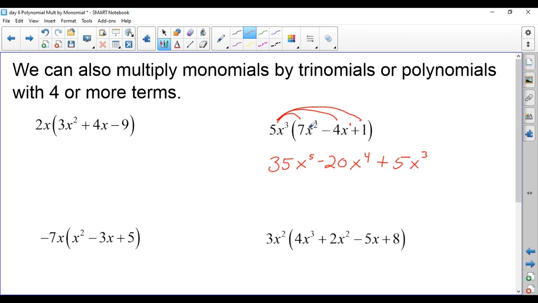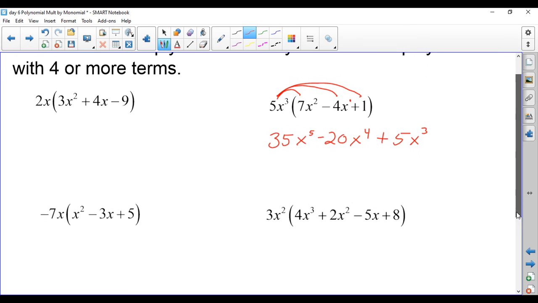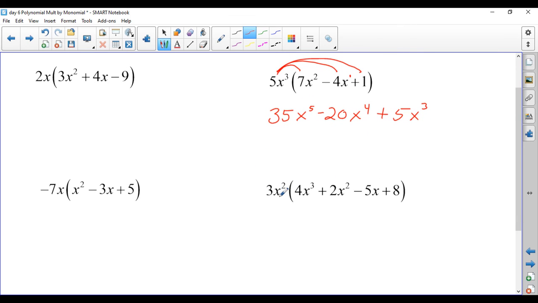So no matter how many terms are on the inside, I'm doing the same thing. I just have to make sure I distribute and multiply every term by whatever's outside the parentheses. I'll do one more down here. I have a monomial times a polynomial with 4 terms. It really doesn't matter how many terms there are. I just multiply the monomial by everything inside the parentheses. 3x squared times 4x cubed. You get 12x to the 2 plus 3.